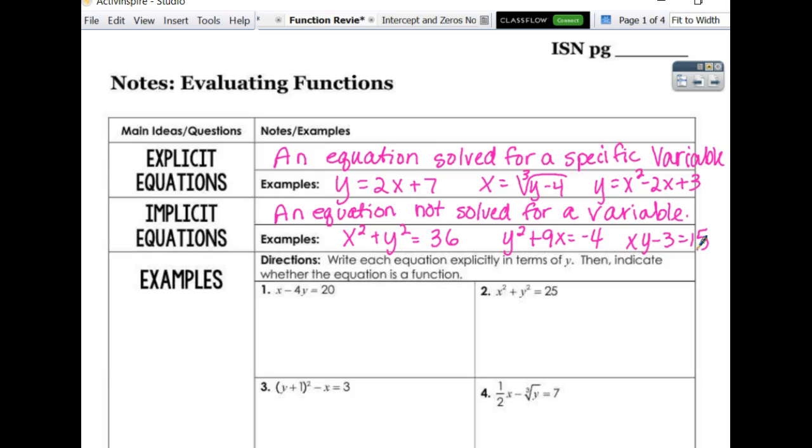So this is when an equation isn't solved for a specific variable. So for instance, x squared plus y squared equals 36. I didn't solve for either one. Both variables are on one side. And this is like one of the only useful things from geometry, I guess, besides the Pythagorean theorem. Does anybody remember what that graphs?